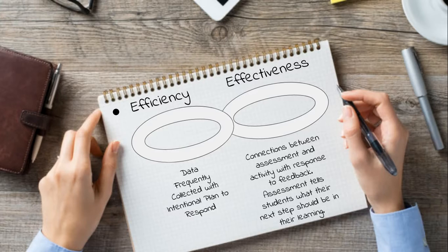A couple of talking points to start. There are two keywords prevalent in that million-dollar question: efficiency and effectiveness. Efficiency is identified as data frequently collected with the intention to respond. Too often, though, the end result is that educators have an intimate understanding of what needs work, but don't spend the time or resources to address it. In a nutshell, we keep assessing, but we don't stop to respond.